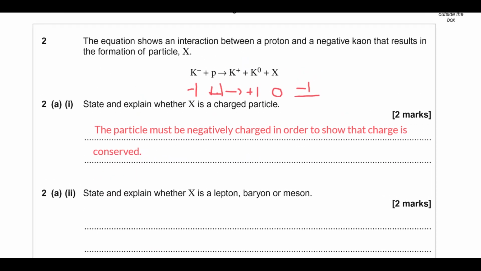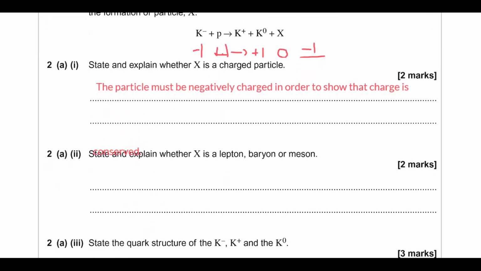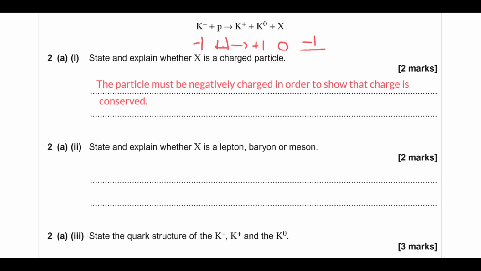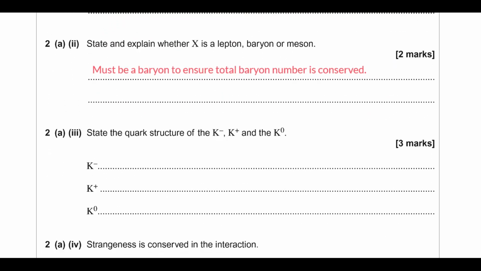Okay, so then state and explain whether X is a lepton, baryon, or a meson. So if we have a look at the equation, on the left we've got a baryon number of 1. Currently we have a baryon number of 0 on the right hand side, so it must be a baryon in order to conserve baryon number. So let's get that down. Alright, so that's what we've got there. It needs to be some sort of baryon. Okay, so let's continue on.